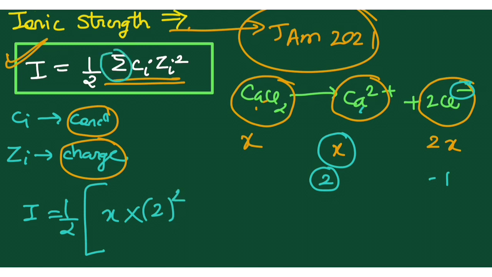Now the summation for the cation is done. Now plus, for the anion, the concentration is 2X, charge -1, whole square. I hope you must have understood how to calculate ionic strength. It came for 2 marks in the IIT JAM 2021 exam.